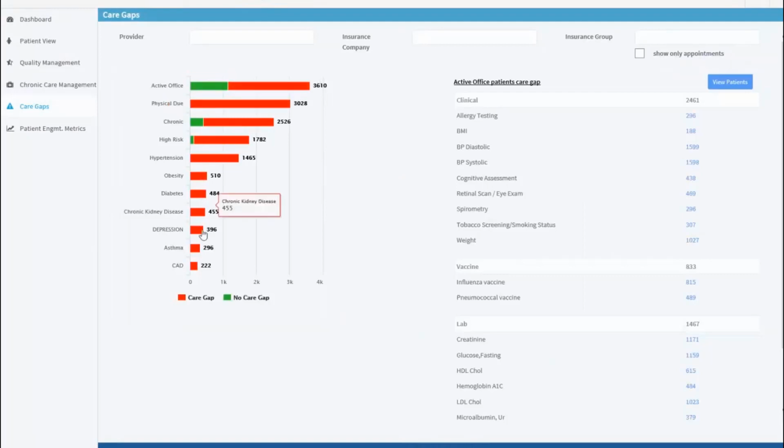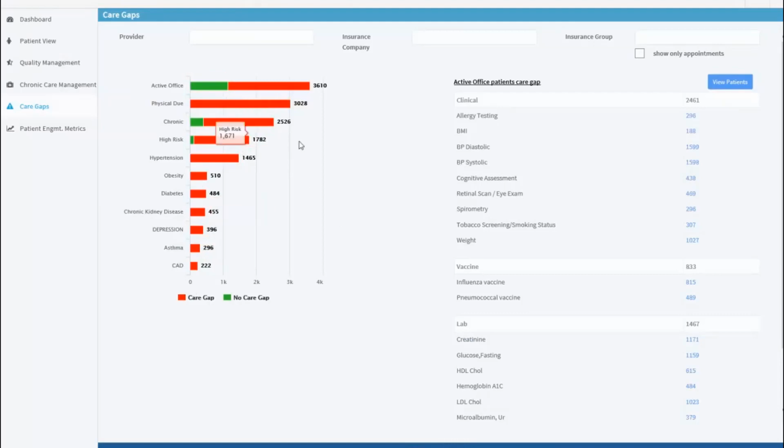I have a quick grid here, and I can see the amount of patients that make up each of these diagnoses. So I can see how many hypertension patients I have in my office. I currently have 1,465. So I can prioritize them versus maybe my asthma or my CHF patients where I have less than 300 of those. So I can look to see where my priorities lie.